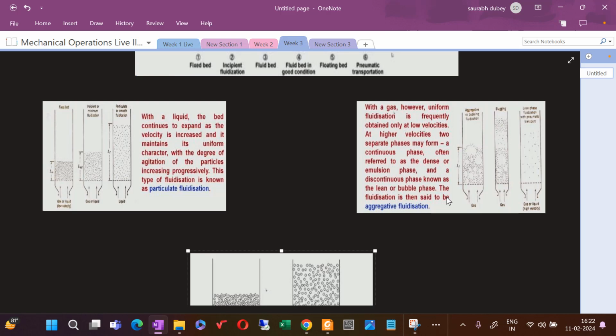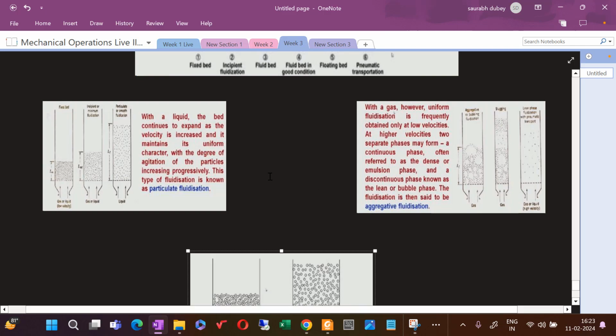This is aggregative fluidization. Uniform fluidization is frequently obtained only at low velocities. With the gas, only low velocity will give the uniform fluidization. At higher velocities, two separate phases may form: a continuous phase often referred to as the dense or the emulsion phase, and a discontinuous phase known as the lean or the bubble phase. These bubble phases are not desirable in the industries during fluidization. So the fluidization is then said to be aggregative fluidization.